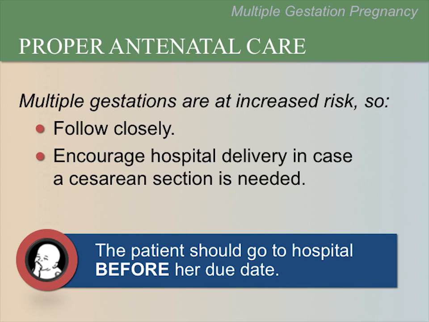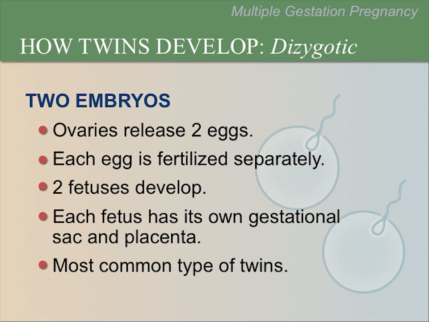Patients should not wait until their due date to go to the hospital. They should go at a date decided by the obstetrician at the referral hospital. In a normal menstrual cycle, the ovary releases only 1 egg. However, the ovary will sometimes release 2 eggs instead of 1, and if fertilized by sperm, each can develop into a separate fetus inside its own gestational sac and with its own placenta.